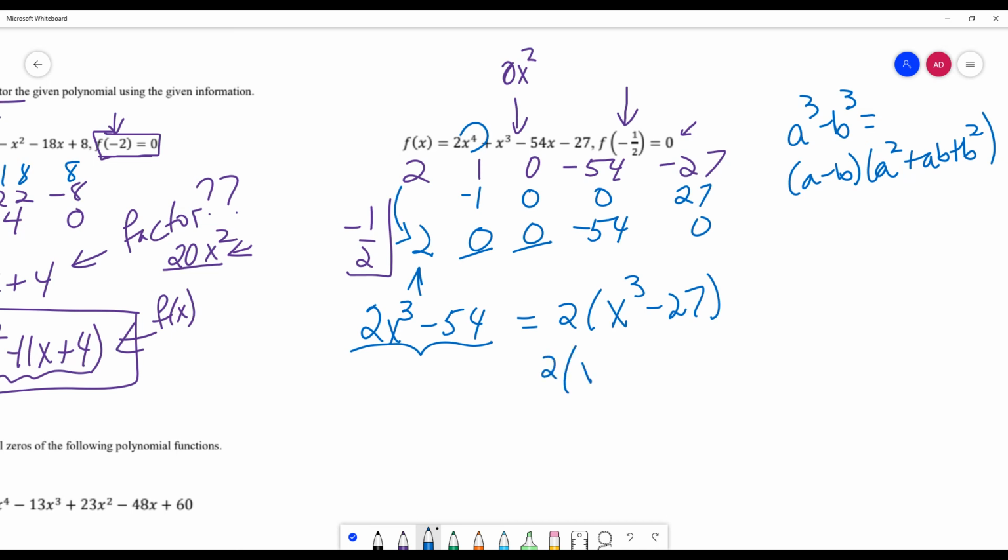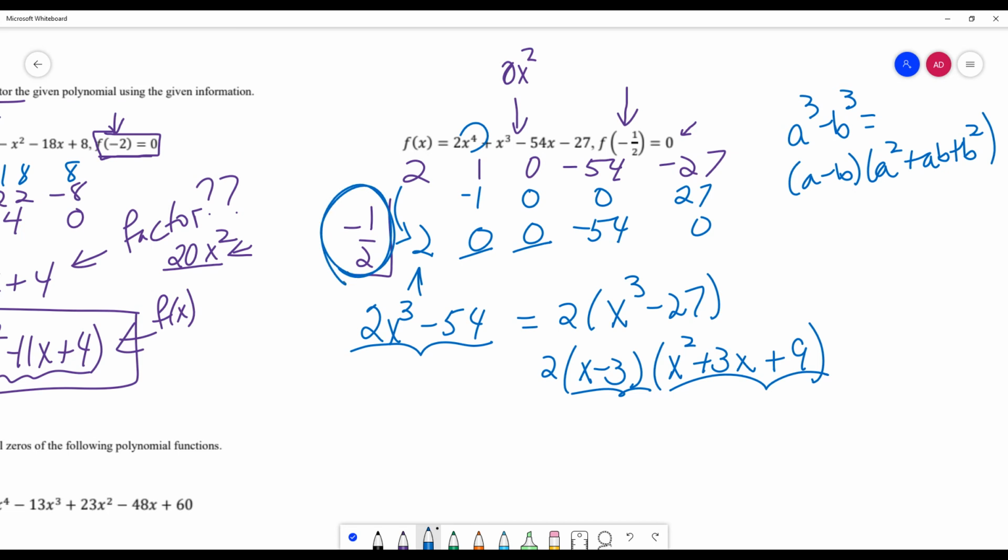Here we go. a minus b, times a squared plus ab plus b squared. Where's my b squared? b squared is 9. Sorry about that, a little tripped up there. So what does this mean? This means that I have x minus 3 and x squared plus 3x plus 9. Fair enough. And don't forget, I have this guy over here.